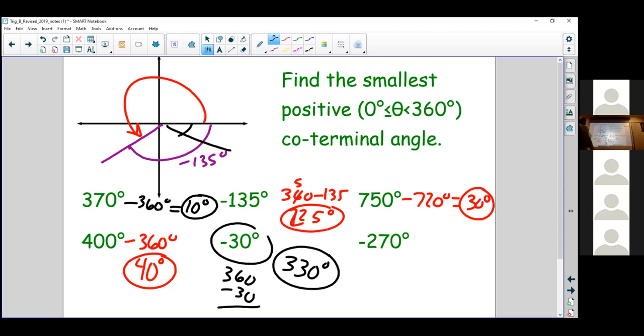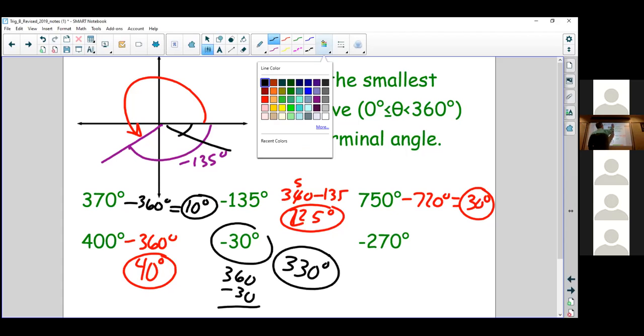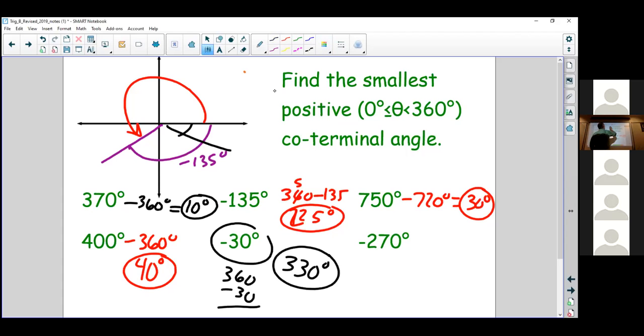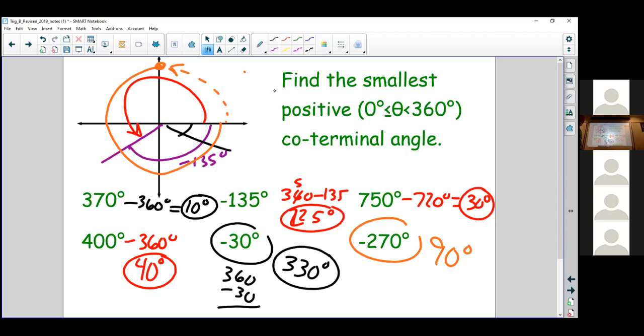And then negative 270. Let's bring up a better color, negative 270. So negative 90, negative 180, negative 270. Well, how far is this distance here? That's 90 degrees. So 90 degrees falls in the same location on the great circle or the unit circle that negative 270 degrees would fall at.